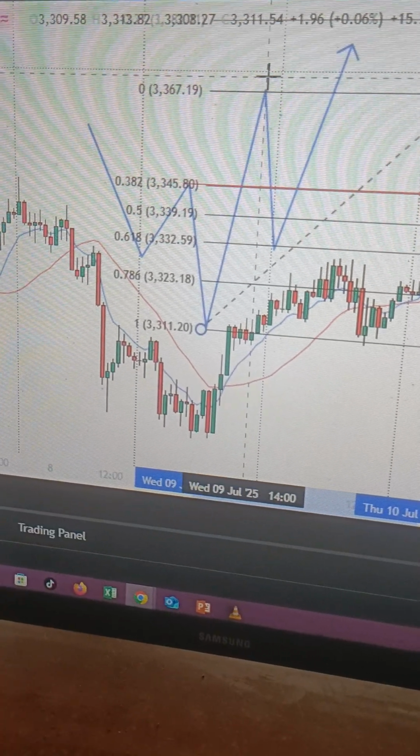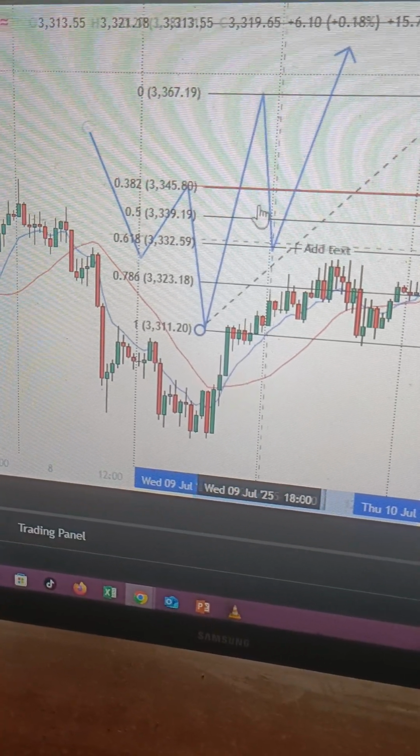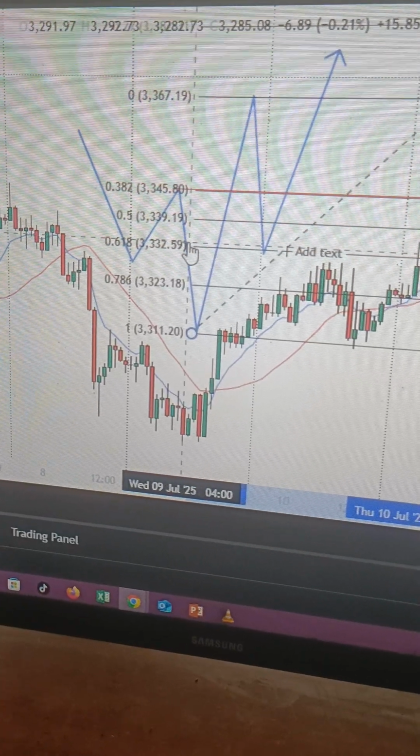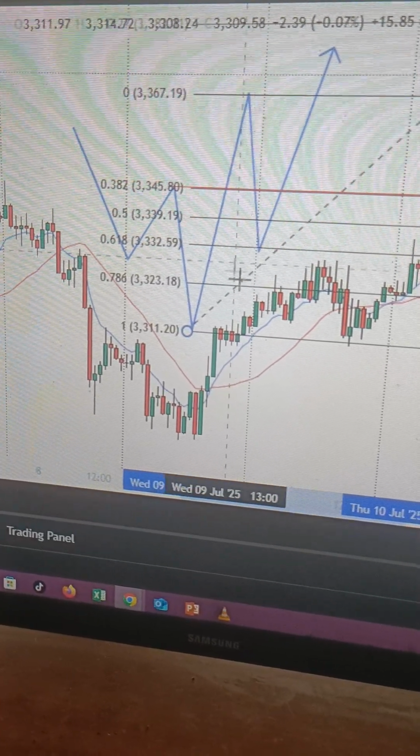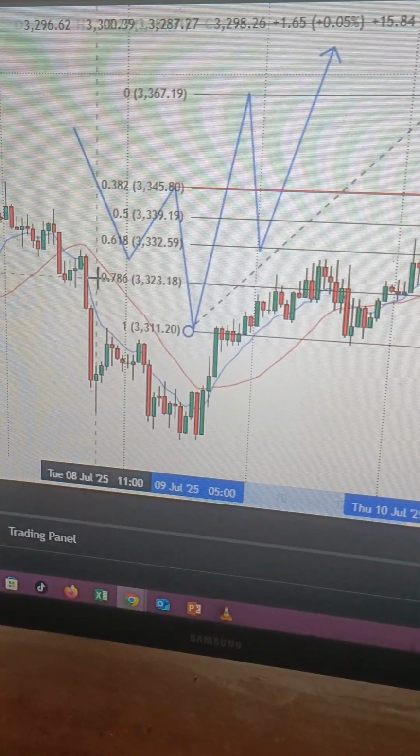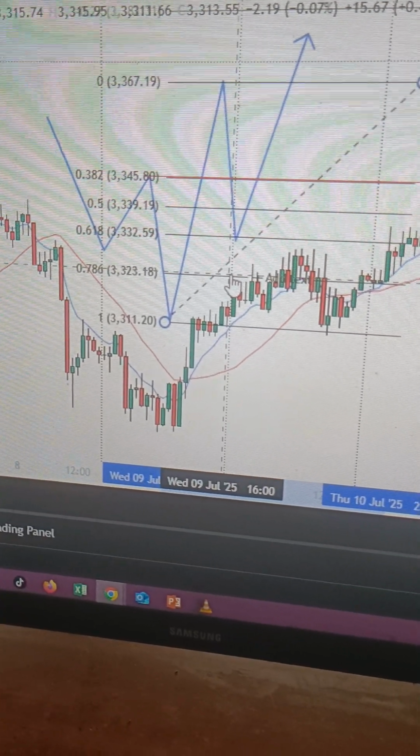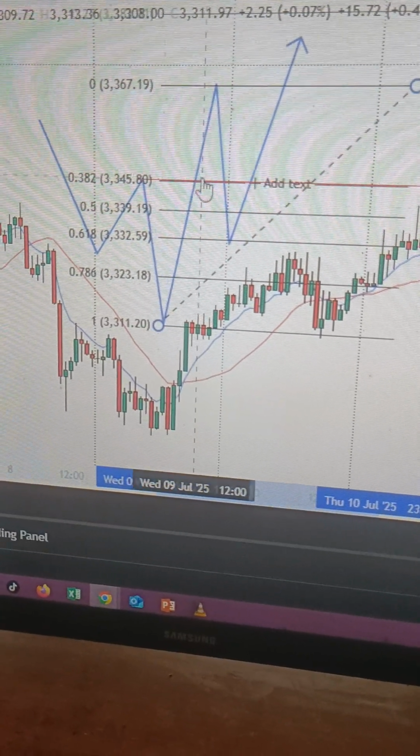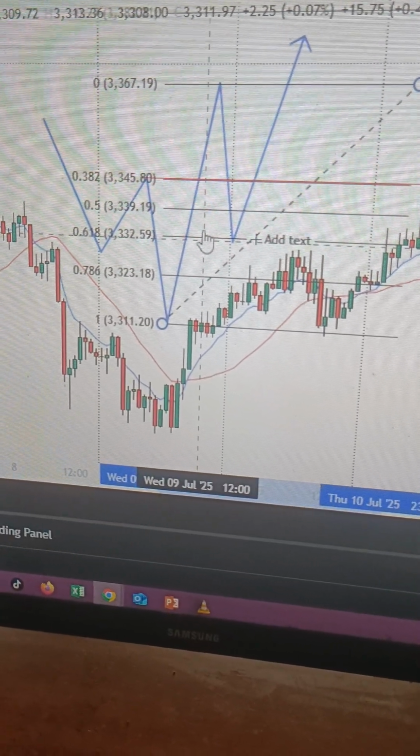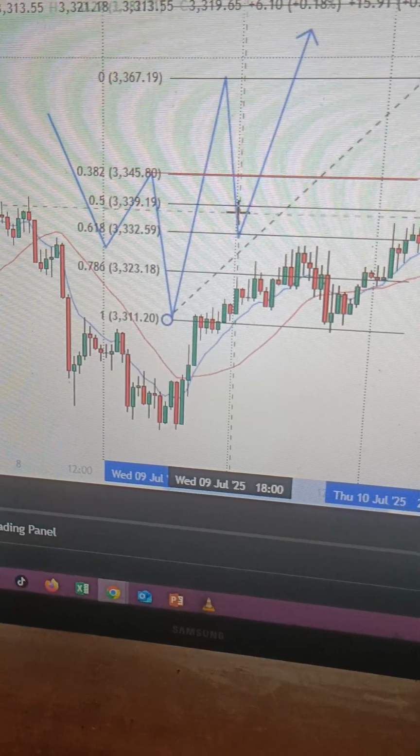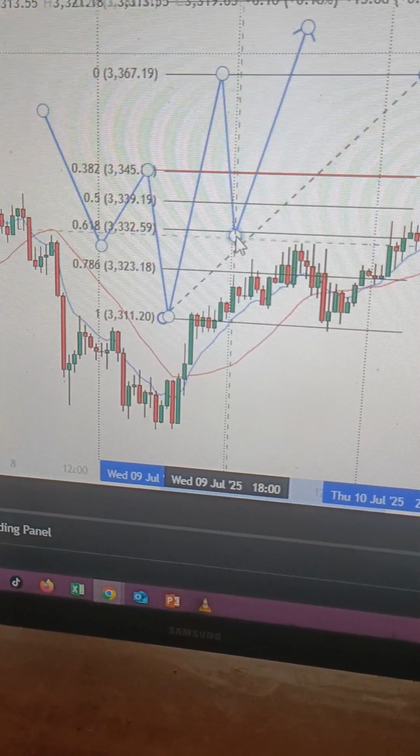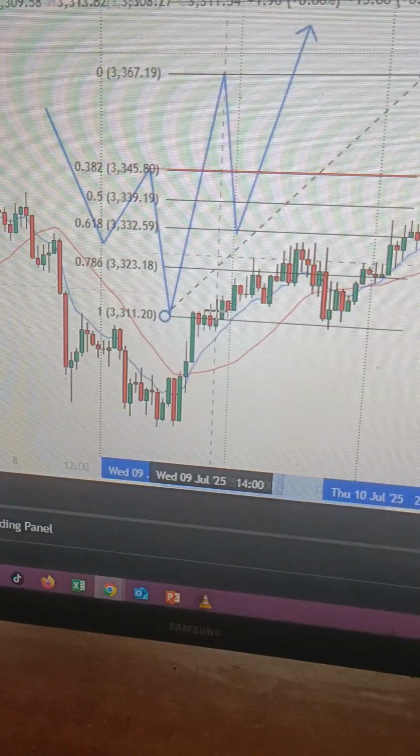So we are waiting for the market to react from any of these levels. Most people take 0.618 as the OTE, others wait for it at this point, the last point of retracement. From me, I don't enter early. I think from 0.5, I'll wait for it at this point.